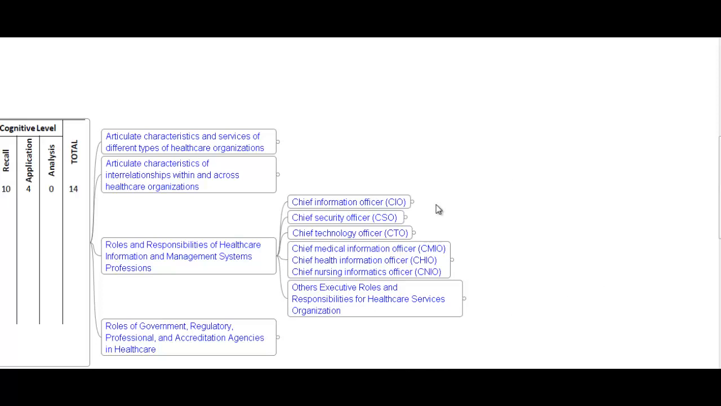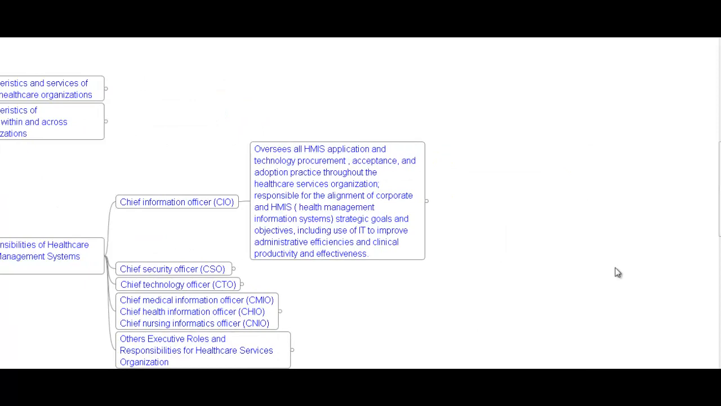Let us see Chief Information Officers. What is the role? Oversees all health management information system application, technology, procurement, acceptance, and adoption practice throughout the healthcare services organization. Responsible for alignment of corporate and CAHIMS strategic goals and objectives, including use of IT to improve administrative efficiencies and clinical productivity and effectiveness.